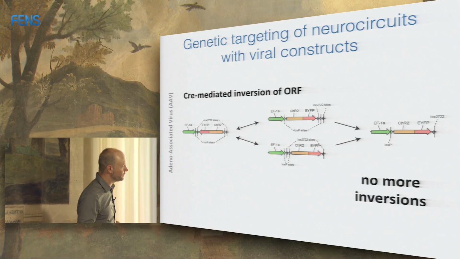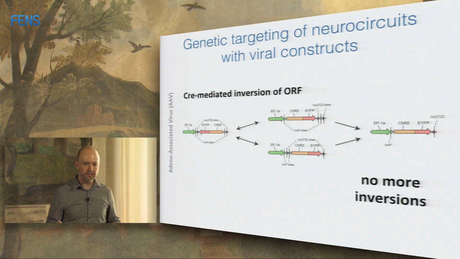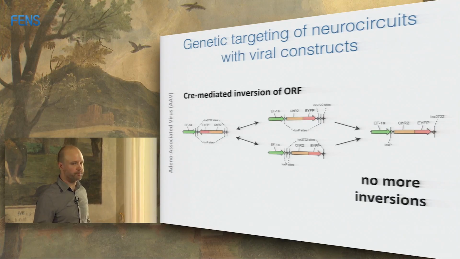So this is a really clever genetic tool that's been developed and is now widely used for turning on the expression of particular transgenes within neurons that are expressing Cre recombinase.